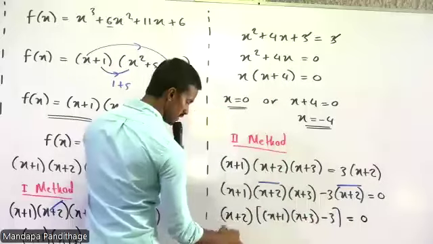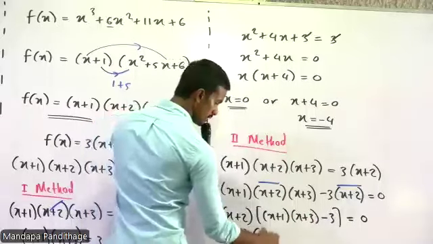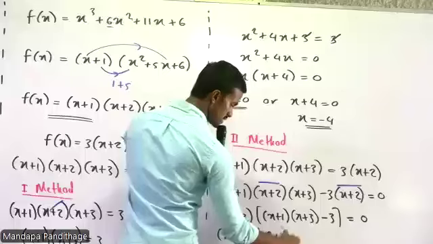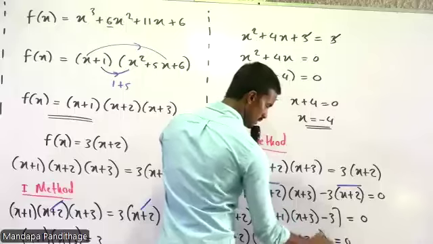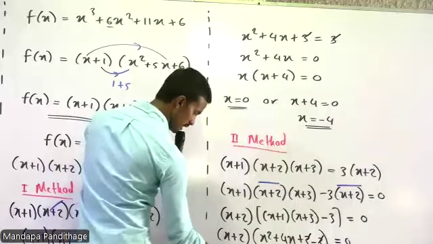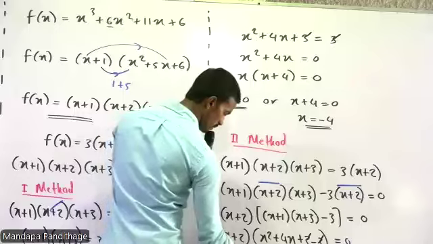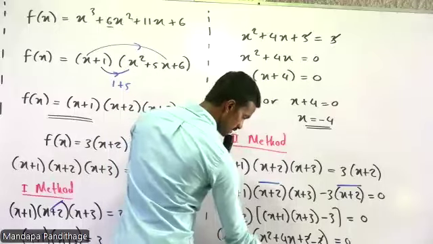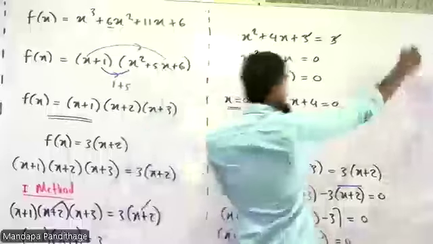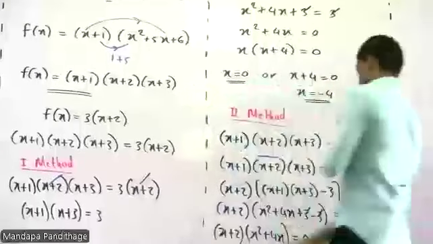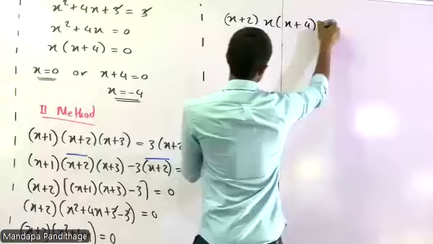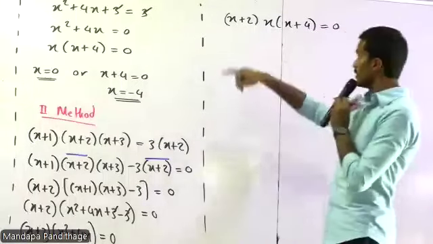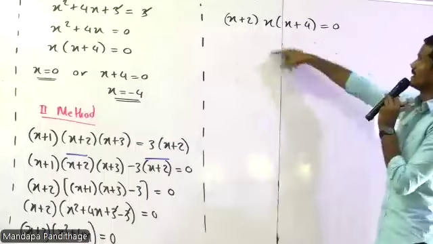Now when you simplify this, you get x squared plus 3x plus x is 4x plus 3 minus 3. This cancels off. You get x plus 2, x squared plus 4x is equal to 0. Again, there is a common term in this one. It's x. So x plus 2, when you take out that x, it's x plus 4 is equal to 0. So I told you when a product is equal to 0, you can consider each term is equal to 0.